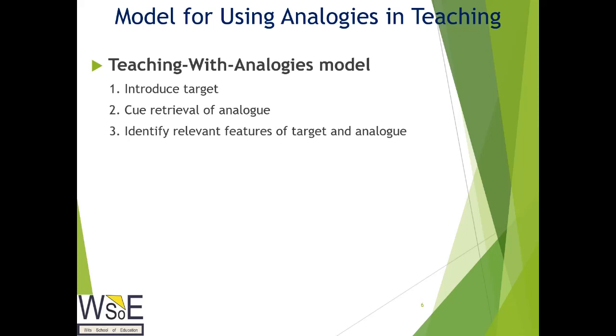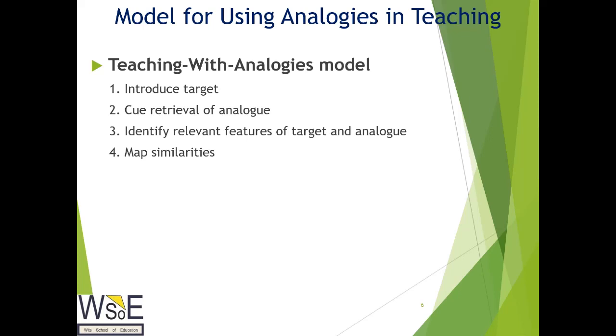Then you must identify the relevant features of the target and the analog. For example, the nucleus, it's the control center of the factory. The cell membrane is the fencing around the factory that allows people to come in and out, the same way the cell membrane allows things to pass in and out. So you must identify the relevant features of the target and the analog.